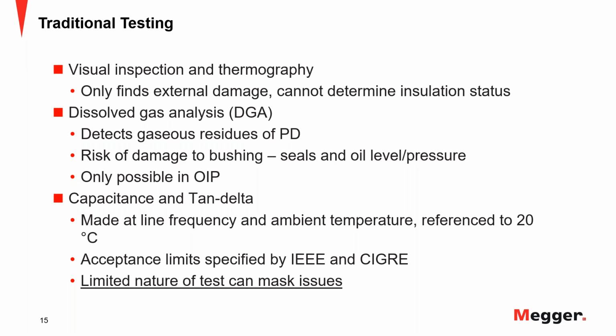And one of the most important things that you want to make sure you don't have in your bushing is any residues of PD activity, right? You want to make sure that there's no PD activity, because PD may derive into byproducts like X-wax and things like that, that will create sooner or later damage and possible destruction of your bushings. And again, the DGA is only possible in OIP bushings, of course.